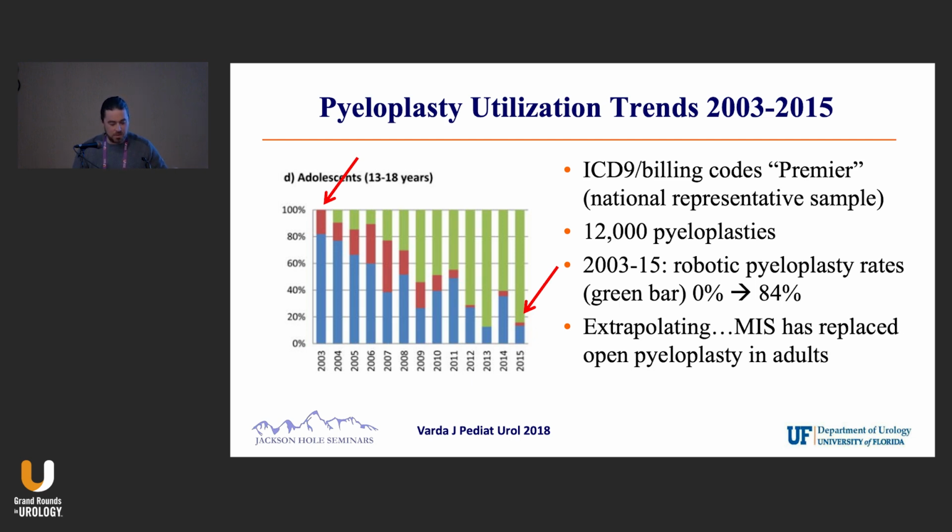So you guys can probably know what blue is. Blue is open, and in 2003, there was mainly open with a little bit of red, which is lap. And then 2004, you see the green, and the green just slowly gets bigger and bigger. Of course, the green is robotic pyeloplasty. So by 2015, 84% of pyeloplasties in adolescents, again, not adults, were being done robotically.